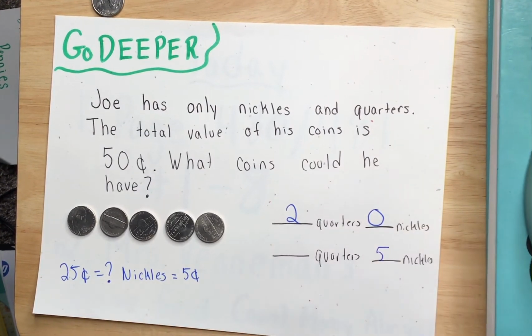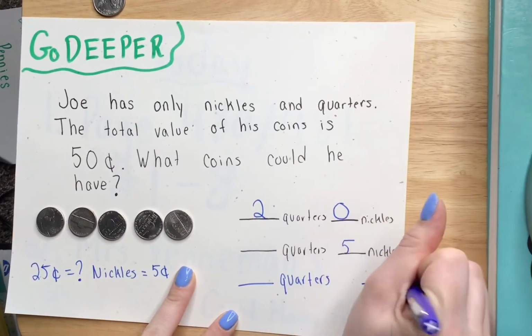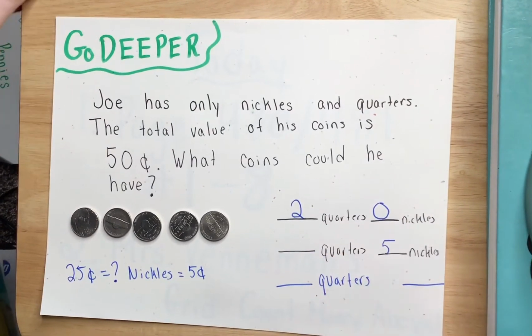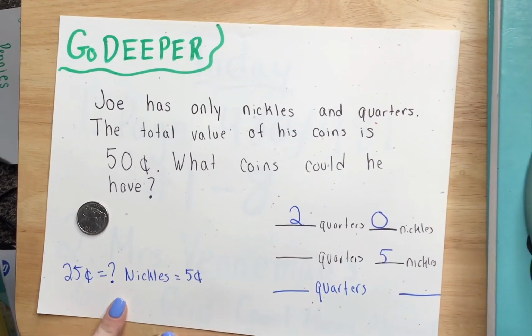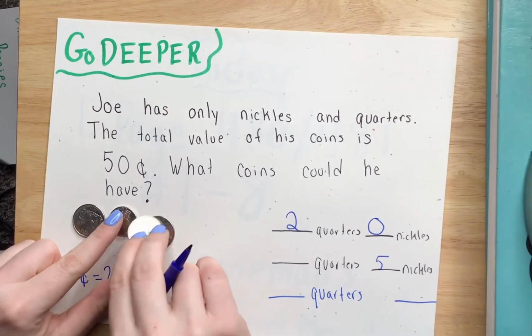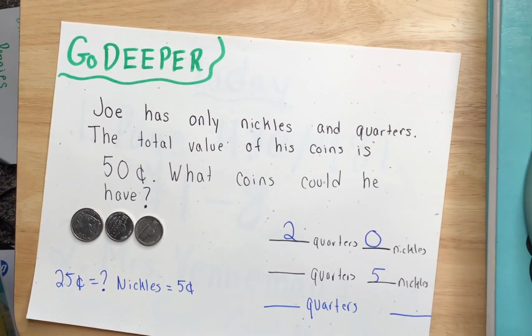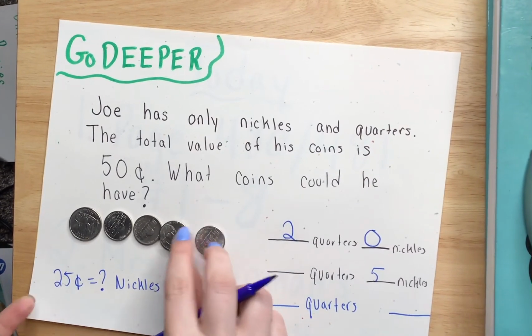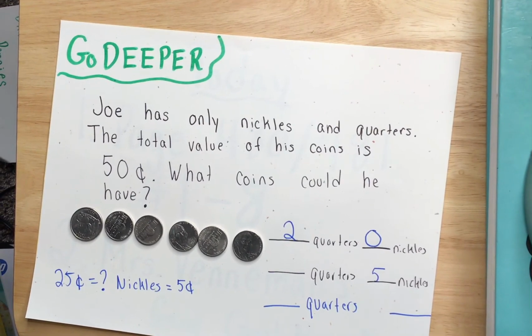And then we could do one more example. What if we had 1 quarter? So we know that a quarter is worth 25 cents, right? And we only have quarters and nickels to solve this one. So if I have 1 quarter, how many nickels do I need to make 50, which would mean 25 more cents. We have 5, 10, 15, 20, 25. So that would be 50 cents.